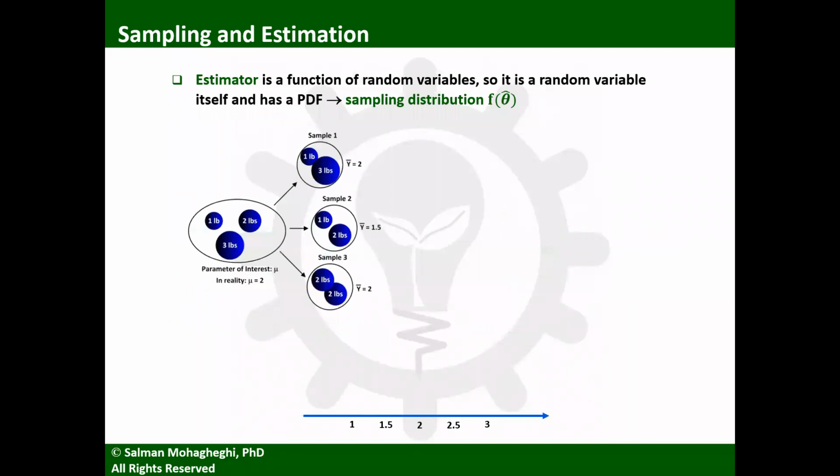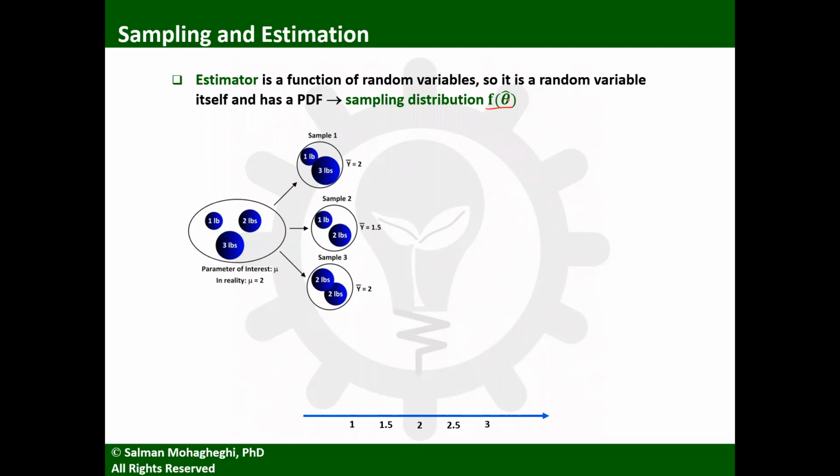Now, one thing to know is that that estimator, that theta hat, is a function of random variables because each of those samples that you take is a random variable. So theta hat itself is a random variable and has a PDF. It's not that you will get one fixed number. So theta hat, your estimator, will have a sampling distribution. We show this as f of theta hat. Let's look at this example.